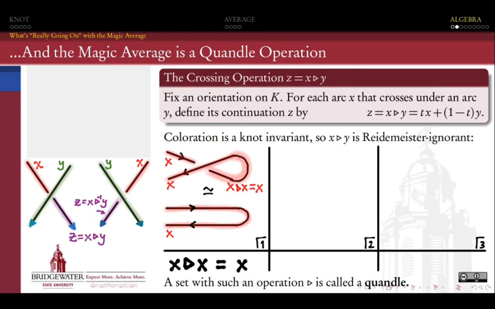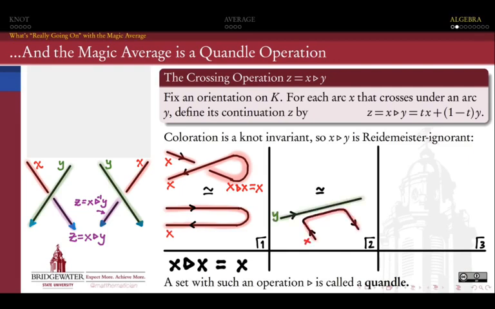Call that idempotency. I'll spell that word on the handout I'm going to give you in a second. It just means anytime we triangle something with itself, we always get the same thing back. This makes sense because valid coloration guarantees for us that anytime two of my colors at a crossing are the same, the third one has to be the same also. So X triangle X has to equal X.